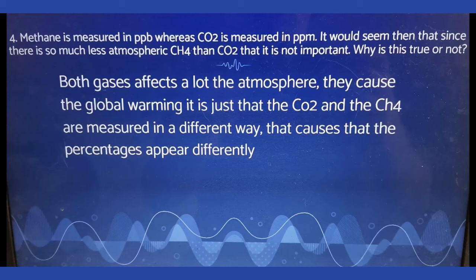Fourth question. It is not true because both gases affect a lot of the atmosphere. They cause global warming, and it is just that the CO2 and the CH4 are measured in a different way. That causes the percentages to appear differently, but it makes the same damage.